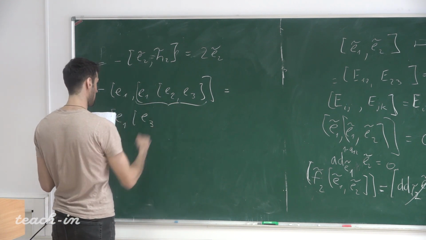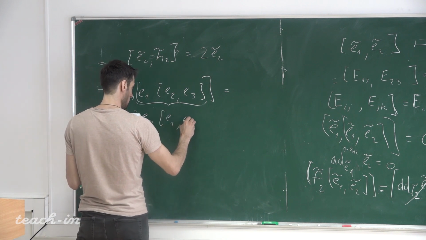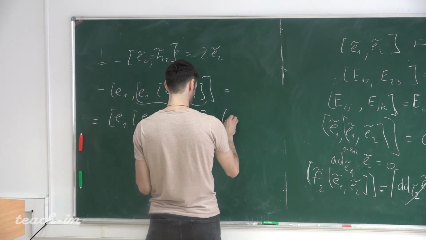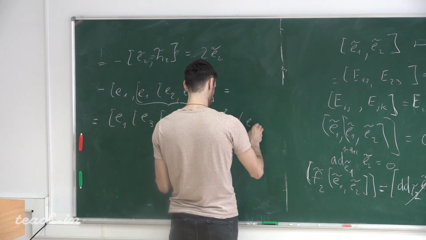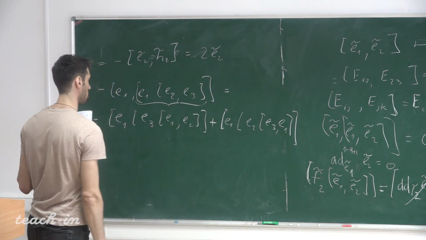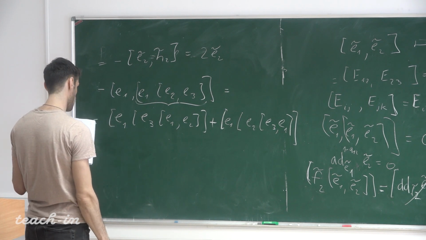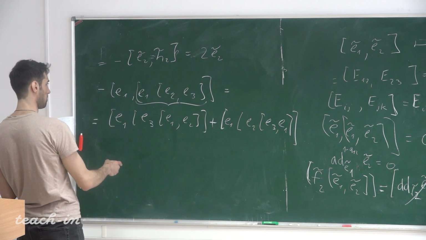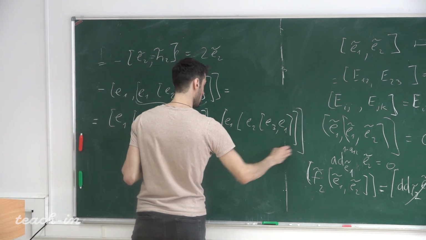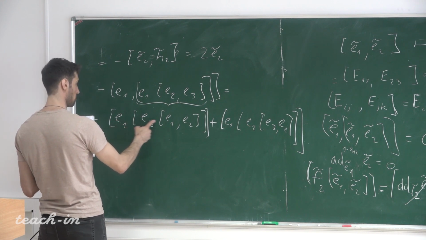Okay, so first I use the Jacobi identity for this one. I will get E1, this term, plus E2, E3, E1, plus this term. So negative of this equals this. So that's the Jacobi identity on this triple. But then I'm using the Jacobi identity for this one, and this one as a whole.